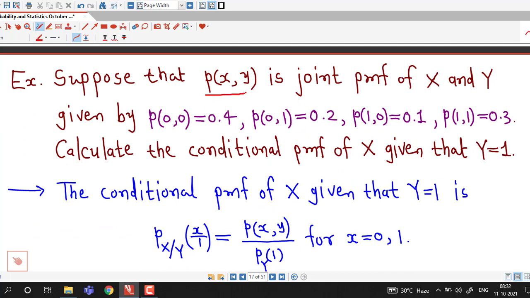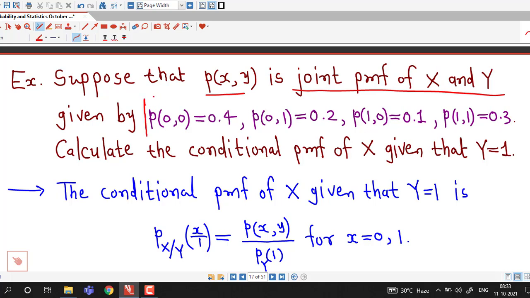Suppose that p of x, y is the joint probability mass function of X and Y given by p of (0, 0) equal to 0.4, p of (0, 1) is 0.2, p of (1, 0) is 0.1, and p of (1, 1) is 0.3.